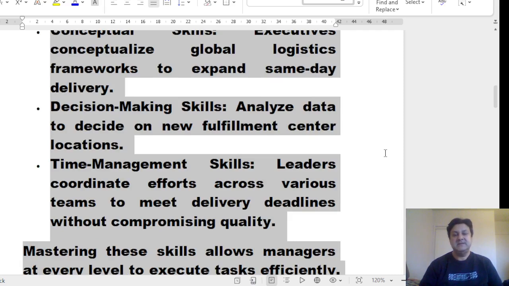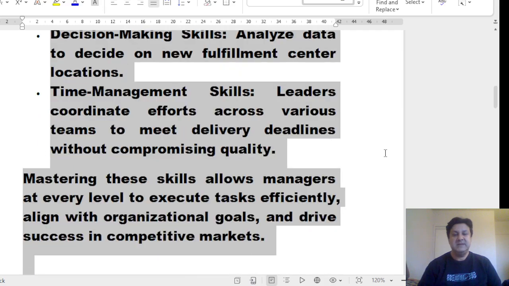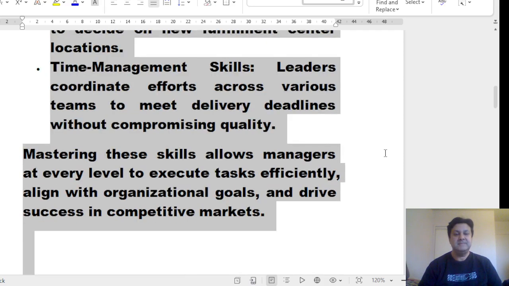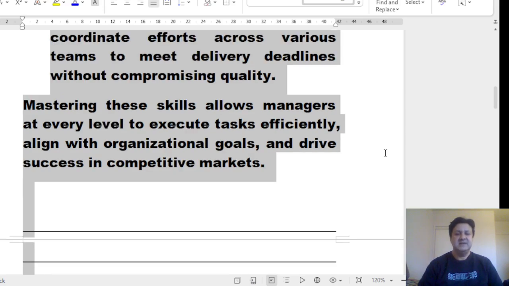Decision making skills: analyze data to decide on new fulfillment center locations. For the time management skills, leaders coordinate efforts across various teams to meet delivery deadlines without compromising quality. Mastering these skills allows managers at every level to execute tasks efficiently, align with organizational goals, and drive success in competitive markets.